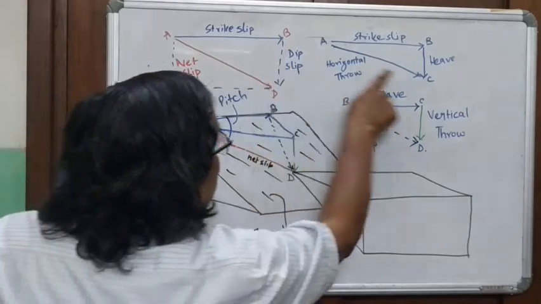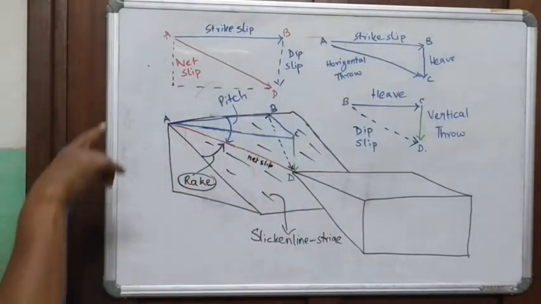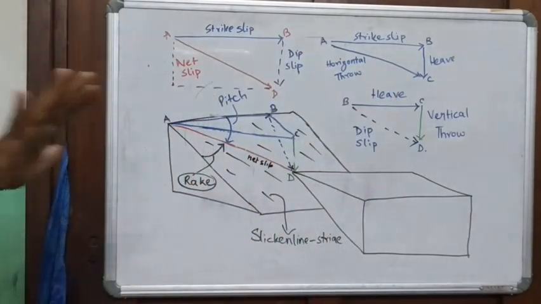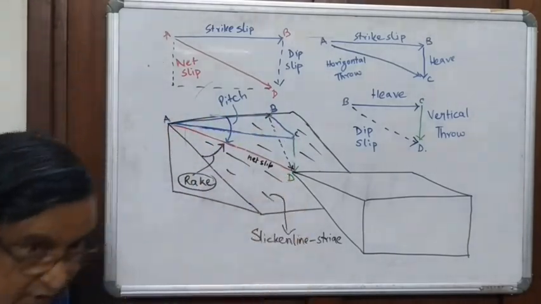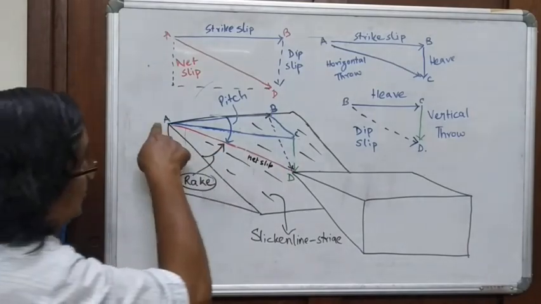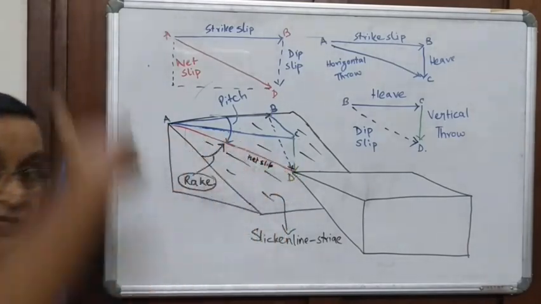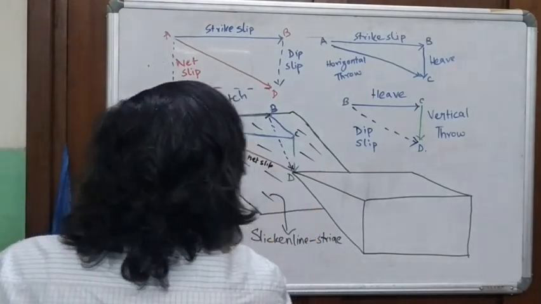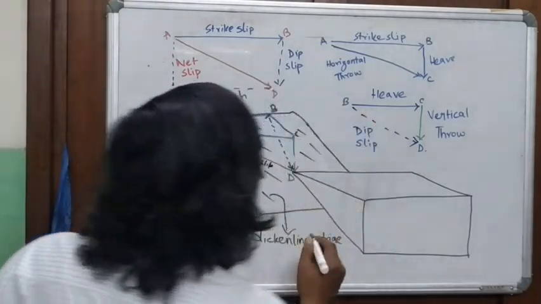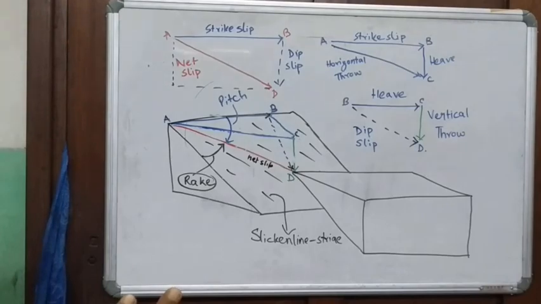But this is the horizontal component of the throw. This line AC. Remember, the triangle AC is on the horizontal. The triangle ABD is on the fault plane. And this triangle ACB is on the vertical plane. So on the vertical plane, you have AC. No, I think you have missed it. ACD, right?